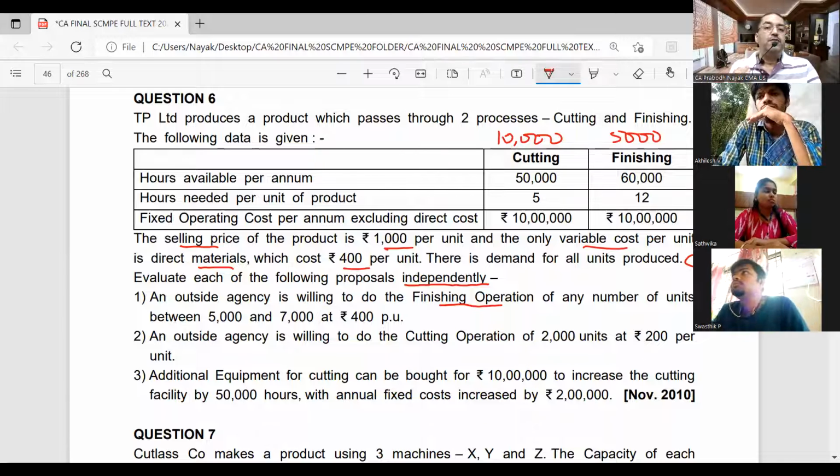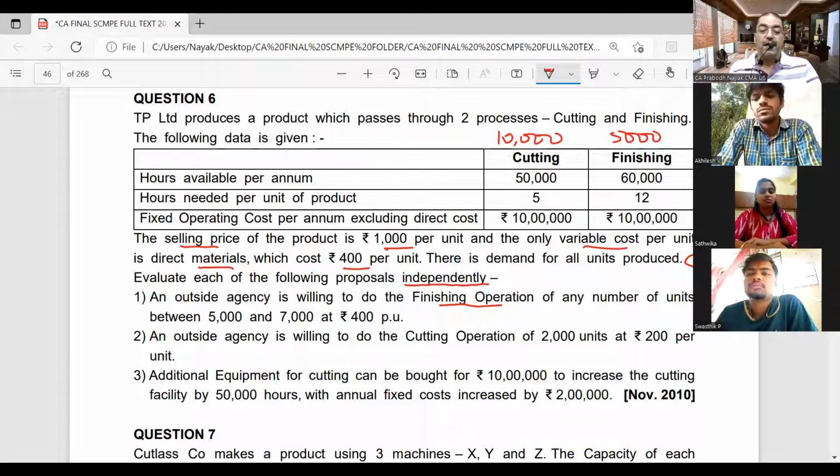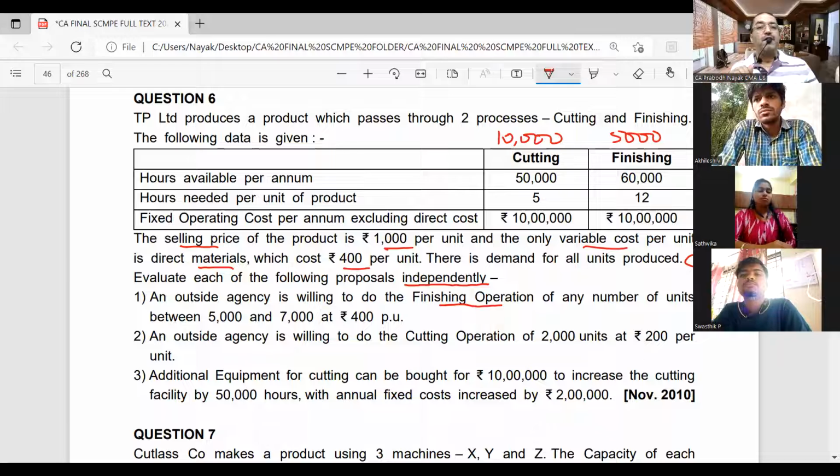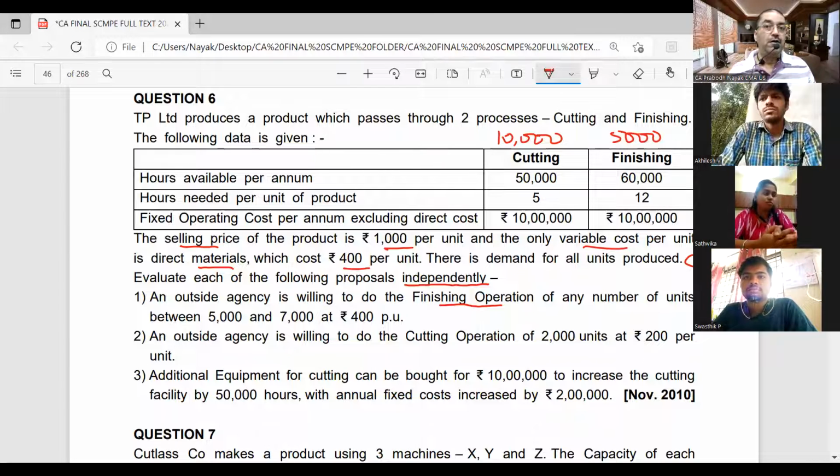Finishing has got a limitation, and because of that, cutting process, which has got a capacity of 10,000, I'm not able to utilize that. So what I can do is I can accept the outside agency's offer for processing another 5,000 units of finishing, so that in my cutting process, I will input 10,000 units and get an output of 10,000. 5,000 out of that I will process in my factory. 5,000 I will give it to the outside agency. But now outside agency is going to charge me something. It is going to charge me 400 rupees per unit.